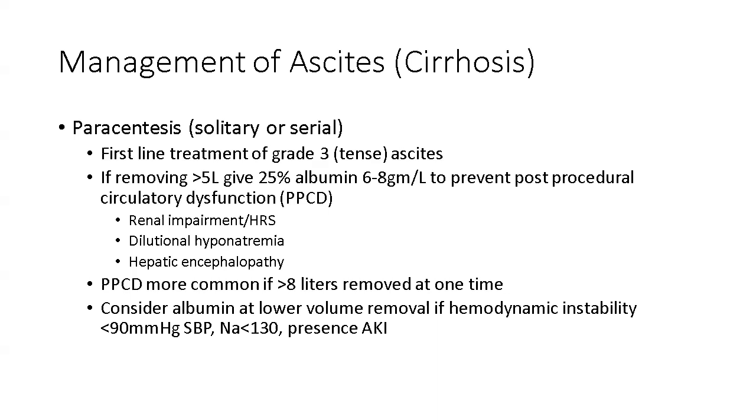So if you don't give albumin, you're going to have AKI, and AKI with ascites is the biggest risk factor for mortality. So that's why we give albumin. It's going to be 6 to 8 grams per liter removed. So if you take off 5 liters, you're going to give 40 grams of albumin. And again, if you don't, renal impairment, dilutional hyponatremia, and hepatic encephalopathy are the things that you're trying to prevent. It's more common if you take off 8 liters.